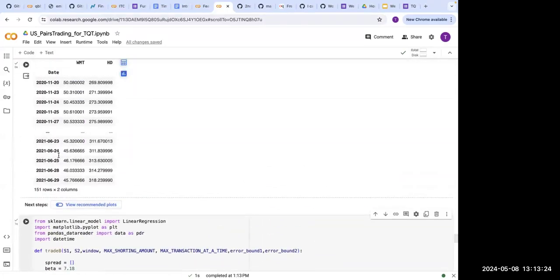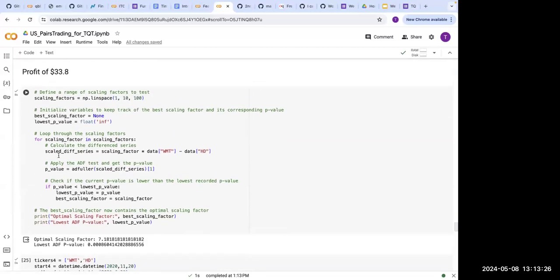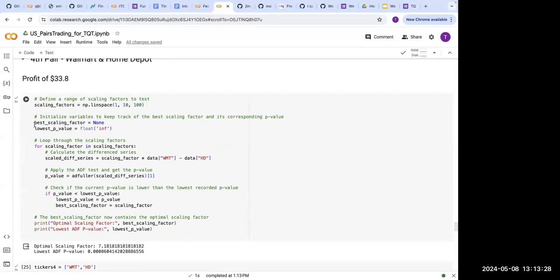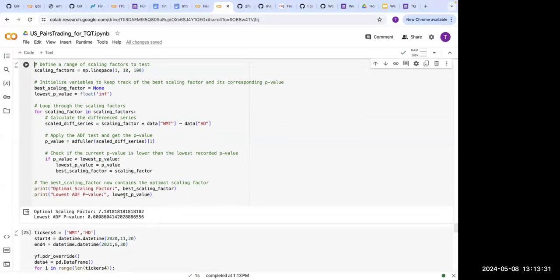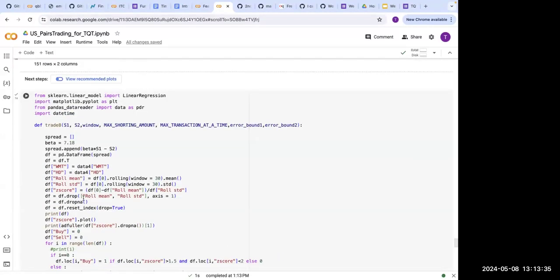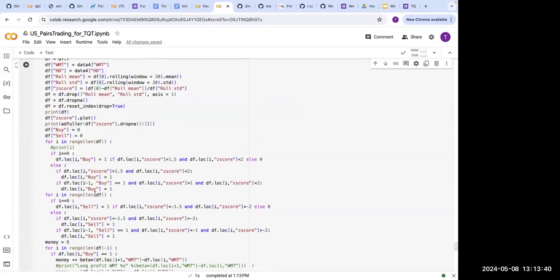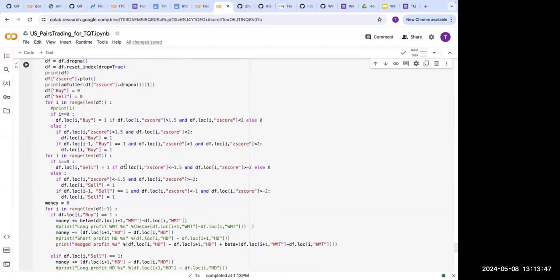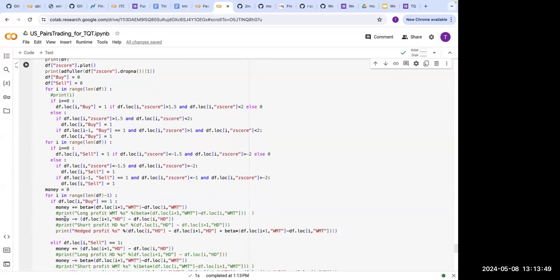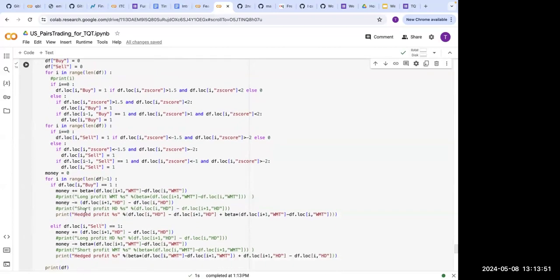That was what I was mentioning. So that scaling factor is important. The scaling factor is the beta value that you get from here, and that is involved in the calculation when you make the trade. So when you want to calculate the z-score, you are calculating using the beta as a factor. Here you can see the beta factor was taken into account.